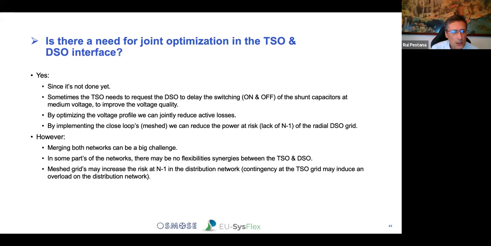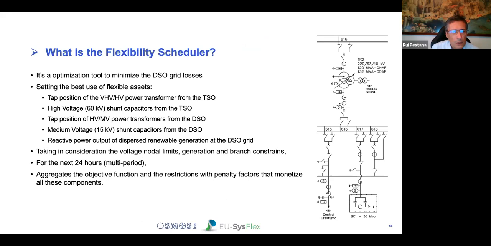So regarding the flexible scheduler, the way that we implemented it was more focused on the reactive control and the voltage profile that allows the minimization of the active power losses. Okay, so in reality, it's an optimization tool to minimize the DSO grid losses. Since this software is only looking at the DSO grid in detail, but taking, of course, the interface of the TSO. But from the reactive point of view, we are trying to optimize the best flexible assets, which are assets from the TSO and also from the DSO.